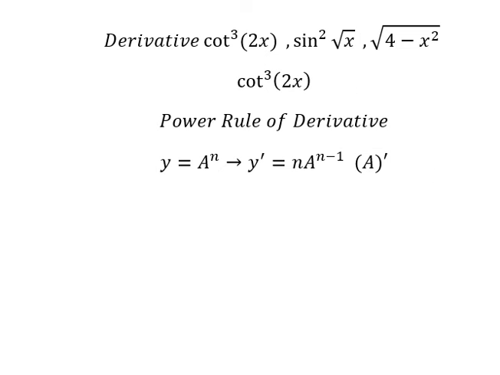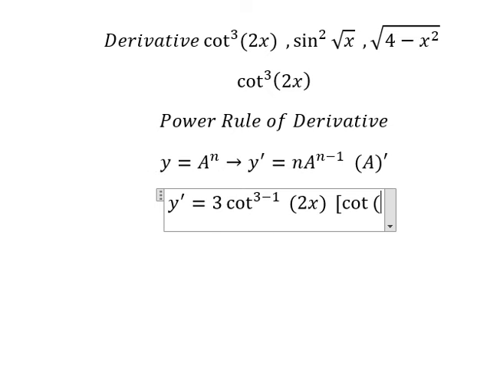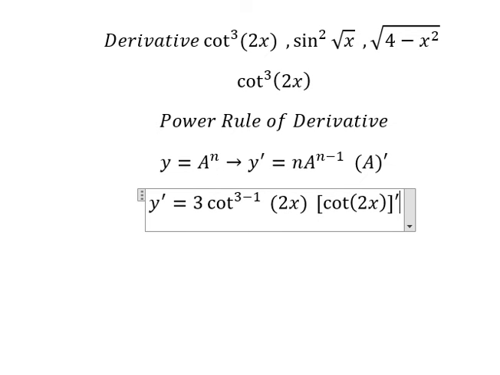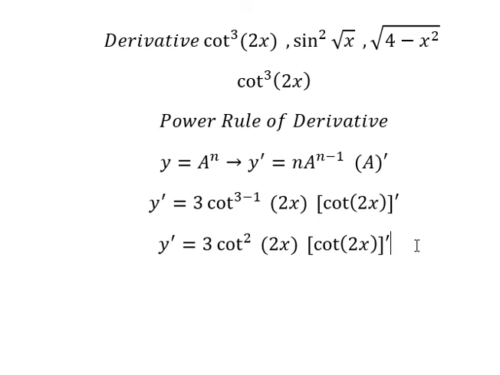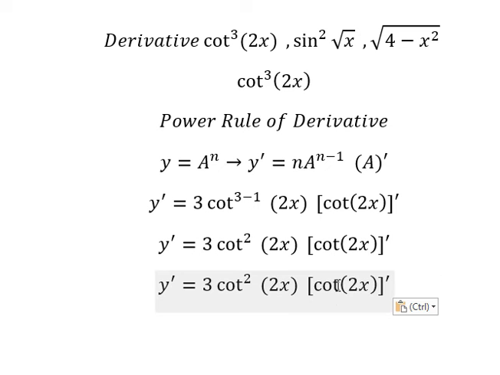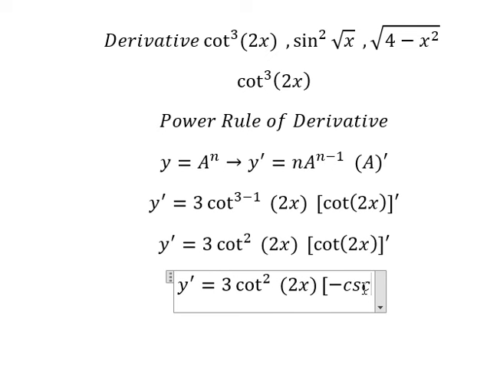So, we have number 3 cosine to the power of 3 minus 1. And we have 2s. Later that we do first derivative of cosine 2s. So this one we have number 2. First derivative of cosine 2s, we have negative cosecant of 2s squared.